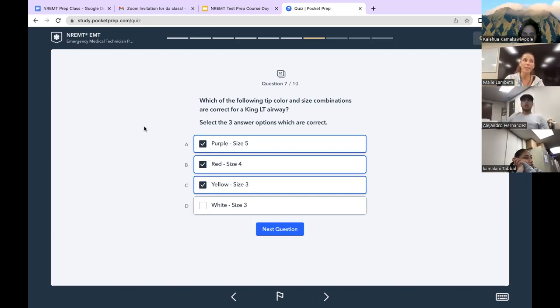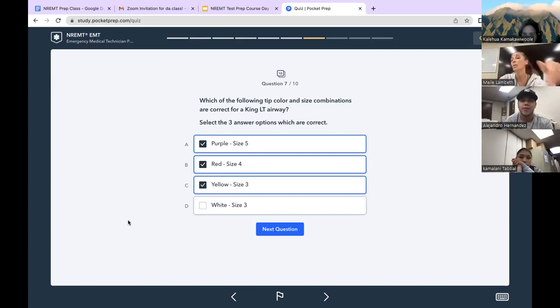But of course, here in Hawaii with our city and county and our lack of money, we haven't gotten them yet. Is that the one we first learned about? No. Oh, your combi tube. That's what you're thinking about. It's kind of the same theory with the combi tube as well. But that's what the King LT is.